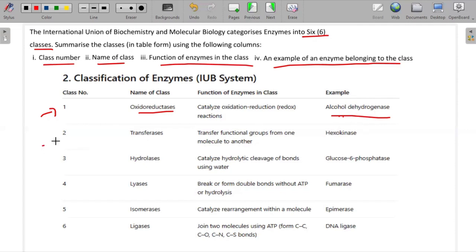The second class that you should know, which is class 2, is the transferases. Just from their name, it will tell you what they do. These enzymes will transfer functional groups from one molecule to another. No wonder we are saying they are transferases there. A good example is hexokinase. Hexokinase has the ability to transfer the functional group from one molecule to the other.